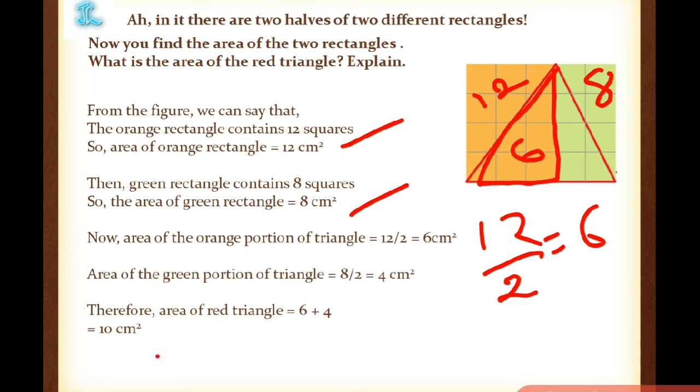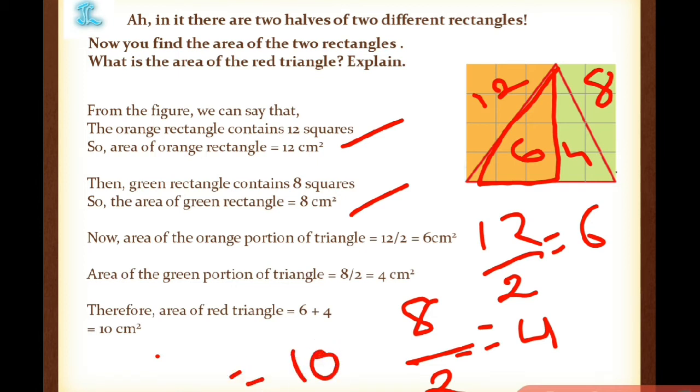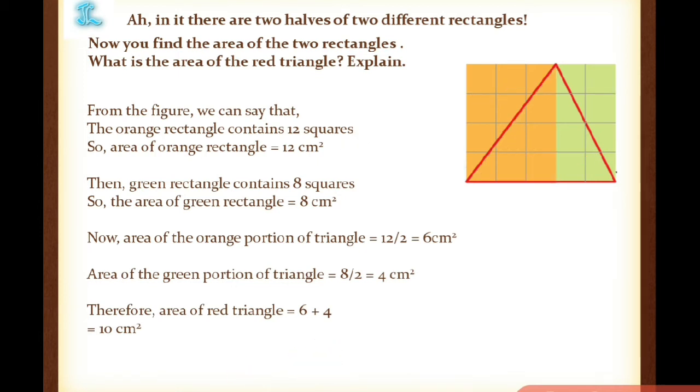Now, the area of the green portion of the triangle we will find. This is exactly half of the green rectangle. The total green rectangle is 8. So, 8 by 2 is 4. So, this is 4. Now, how will we get the whole triangle? 6 plus 4, that is equal to 10 square centimeters. Okay? Now, next one.